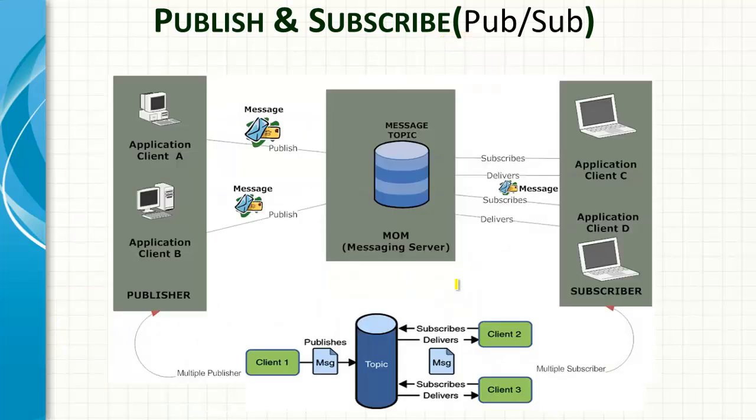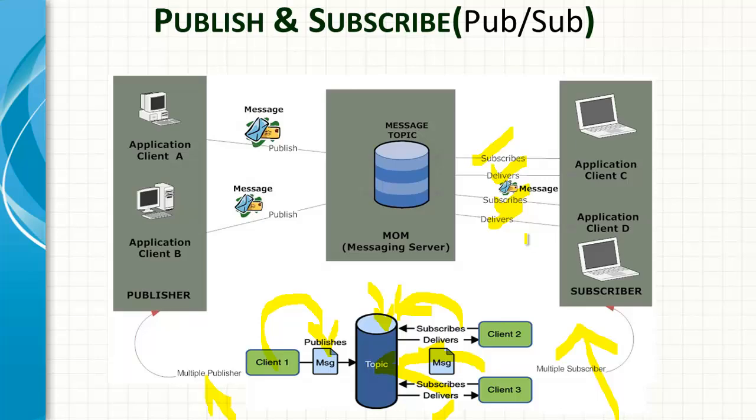Very easy concept. In this, client A publishes, the topic receives it and delivers it; client 2 subscribes, then it is delivered; client 3 subscribes to the topic, then it is delivered. So subscribes, delivers, subscribes. Same thing, you can have multiple publishers and multiple subscribers. That's how we describe the point to point and publish subscribe models.